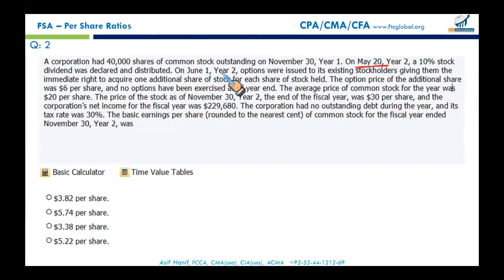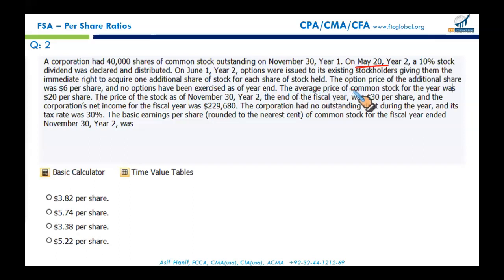On June 1st year 2, options were issued to its existing stockholders, giving them the immediate right to acquire 1 additional share of stock for each share of stock held. The option price of the additional share was 6 per share. This is the option exercise price. Every option holder can just pay $6 to the company and get the share. And no options have been exercised as of the year end.